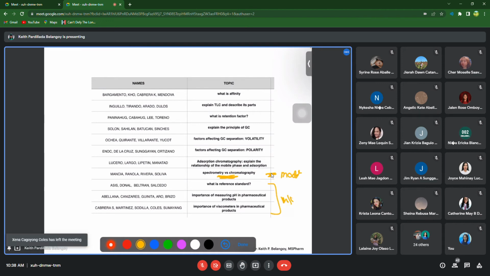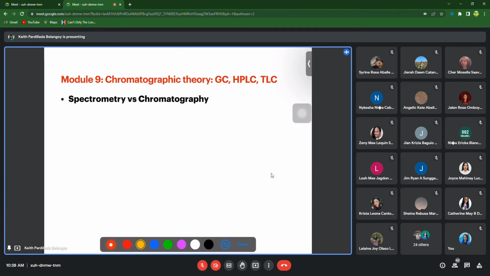Can I have maybe Rivera to give us a quick review on spectrometry? And so the IC spectrometry again.